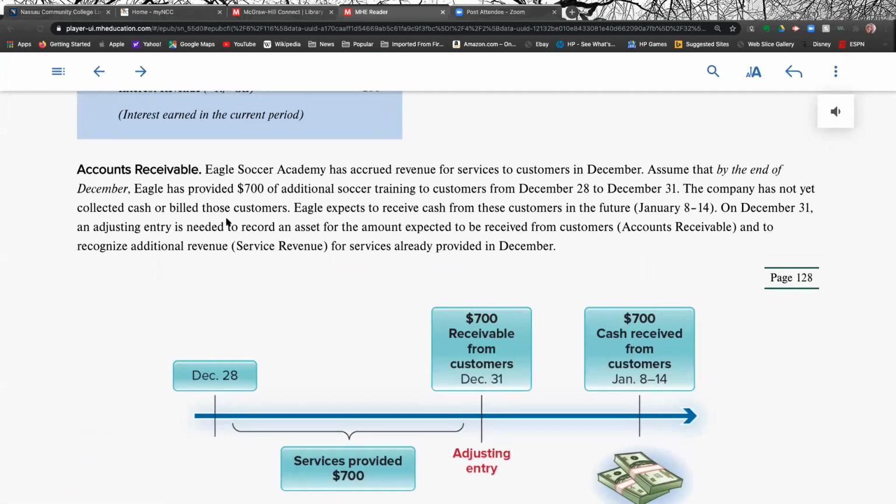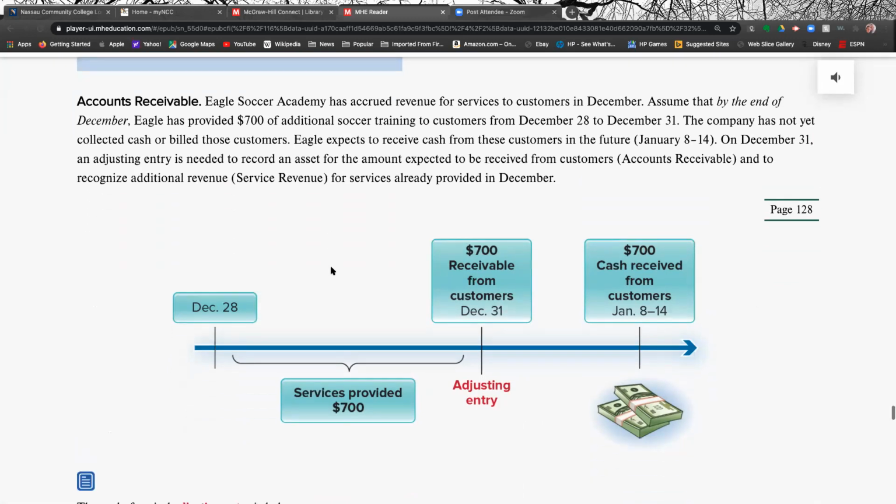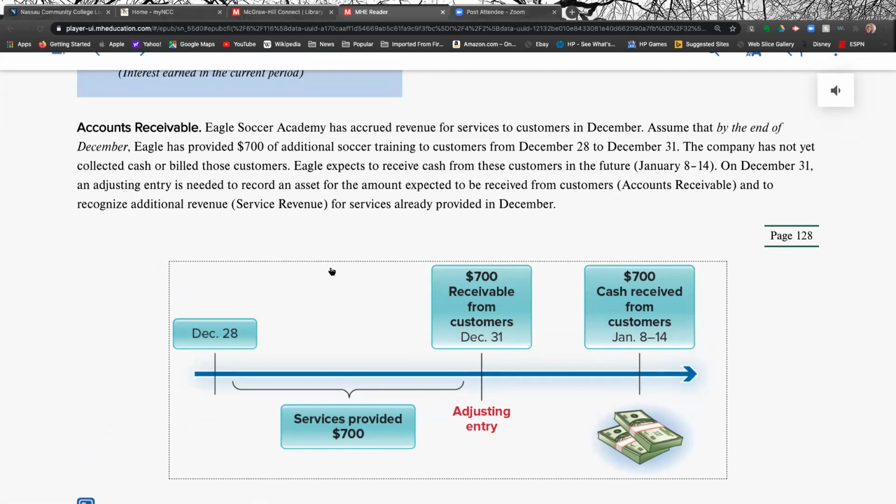Accounts receivable, they have accrued revenue for services to customers. How does something like that happen? You're just too busy to send a bill out. Typically, that's how that happens. You know, some people send their bills out the day after they provided the service. Others might not bill until the end of the week, whatever. The key to remember is that you did the work. When you did that work, you were entitled to get paid.